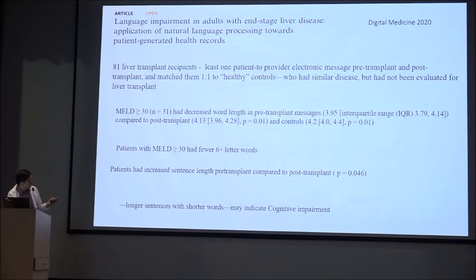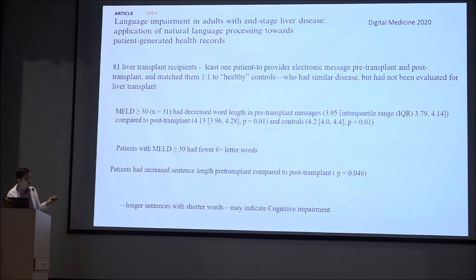So actually there was a study in 2020 which looked at the language impairment in adults with end-stage liver disease with natural language processing. So in short, natural language processing is what we use in our smartphone, which is a Siri or an Alexa on an Amazon device. So it uses your voice, it recognizes the voice, and using language processing is able to deliver the information that you require. So what they did was they took 81 liver transplant recipients, at least one recording of a patient to provide a message which was pre-transplant and post-transplant, and they matched it to controls who had similar disease but were not evaluated.